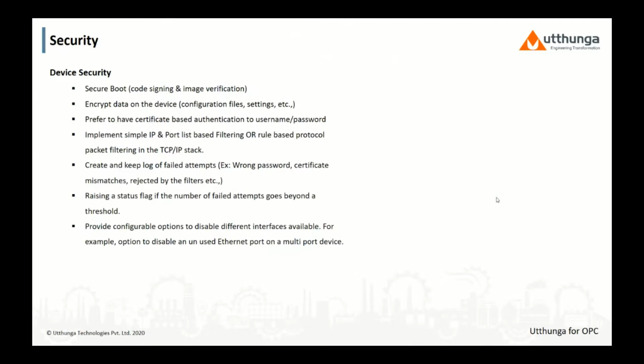And different configuration options to disable. For example, if you have a device with 2 Ethernet ports, and it is not actually connected in the ring network, you should have an option to disable the port through a software switch, so that anyone who just plugs into the open port will not gain access to the network. So such a feature to enable or disable any additional interfaces of the device should be taken care of. So these are all to have a more secure device, beyond the security that OPC provides.